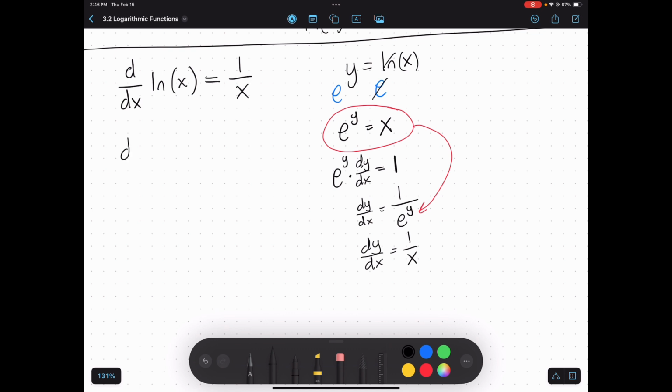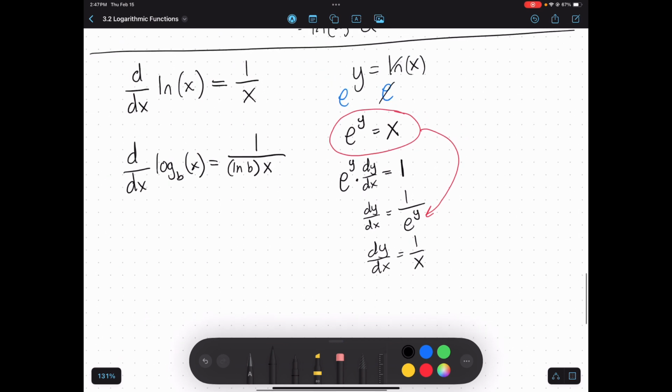Okay, but what if it's not natural log? What if I just have log base b of x? How does that affect my derivative? Well, it affects it in a very similar way as when we were taking the derivative of a to the x. What I end up with is 1 over x, but I also have to multiply by the natural log of my base, this time in the denominator. Very nice. So those are my derivatives of my logarithm functions.